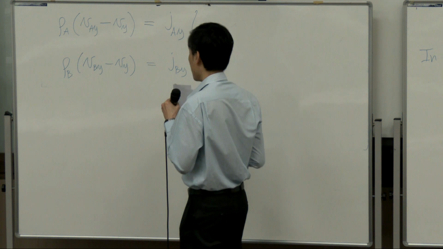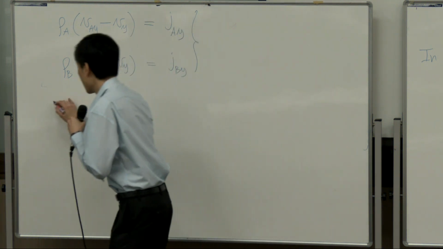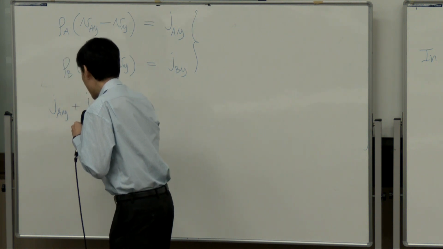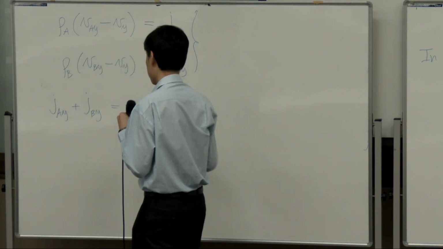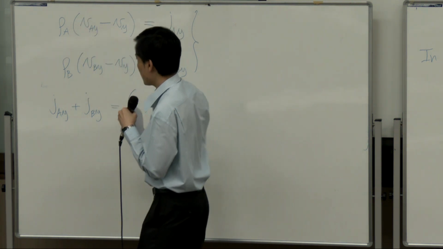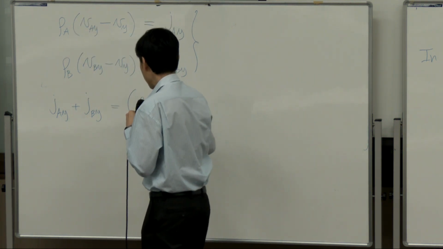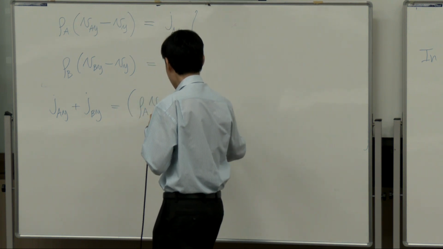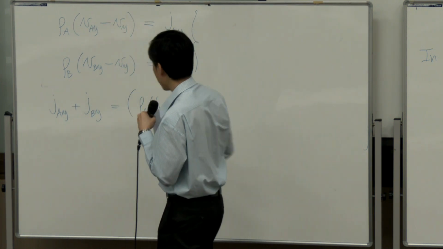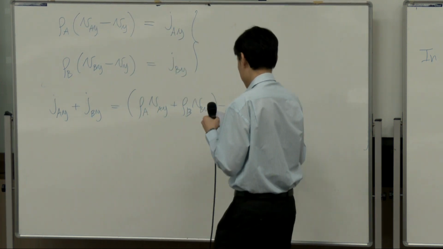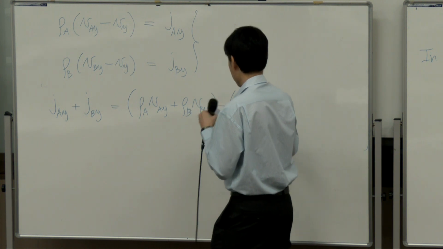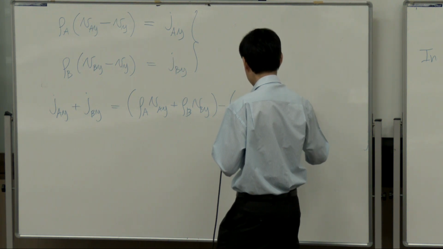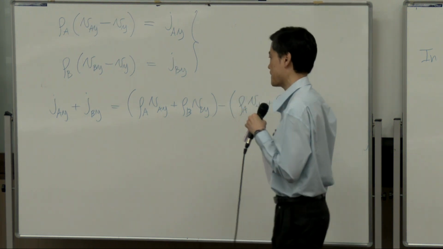If you add these two equations together, on the left-hand side, let me rearrange. I get JAY plus JBY equal to, combining these two terms together, rho A VAY plus rho B VBY, and then these two terms together, so I have minus over here, rho A VY plus rho B VY. Okay?